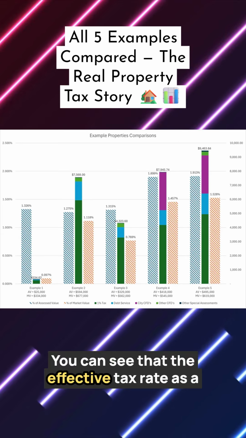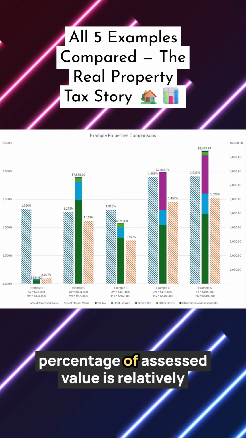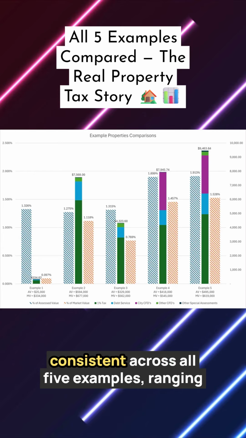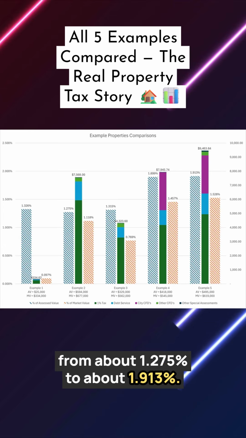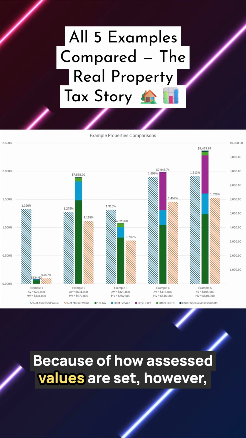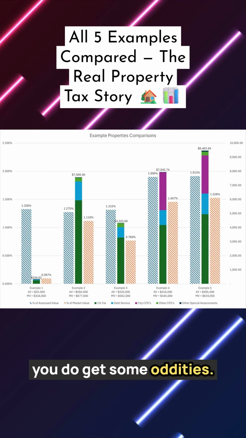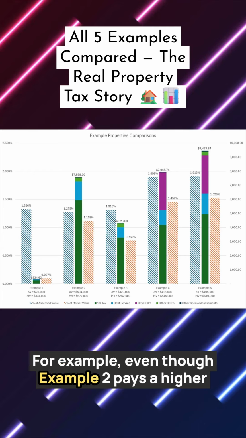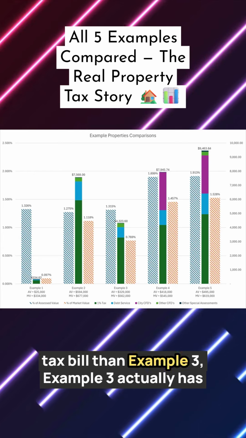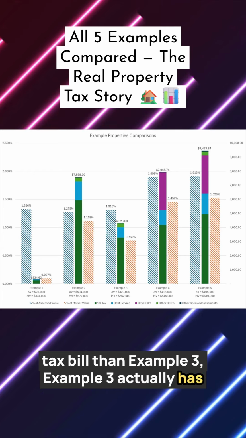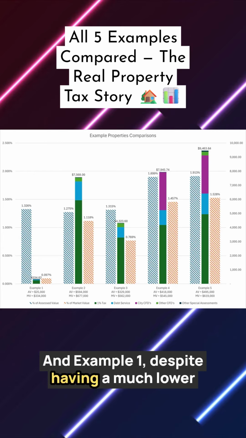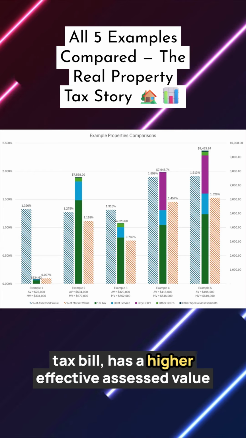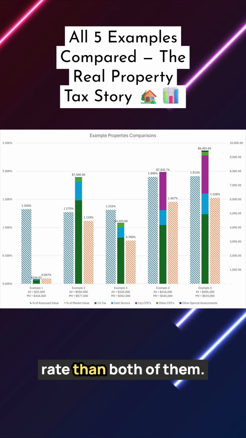You can see that the effective tax rate as a percentage of assessed value is relatively consistent across all 5 examples, ranging from about 1.275% to about 1.913%. Because of how assessed values are set, however, you do get some oddities. For example, even though example 2 pays a higher tax bill, example 3 actually has a higher effective tax rate by assessed value, and example 1, despite having a much lower tax bill, has a higher effective assessed value rate than both of them.